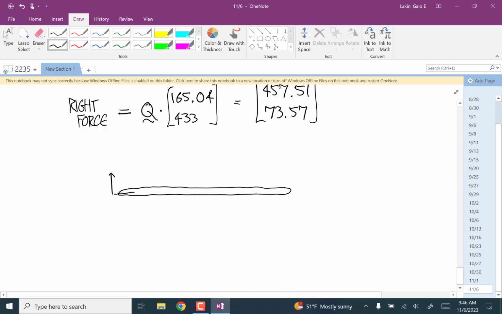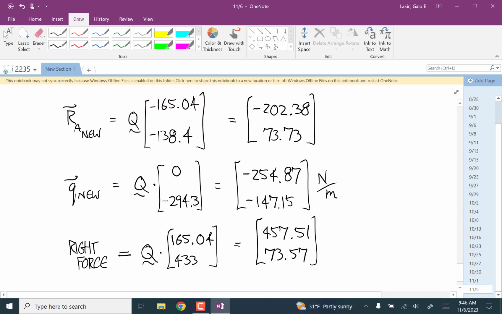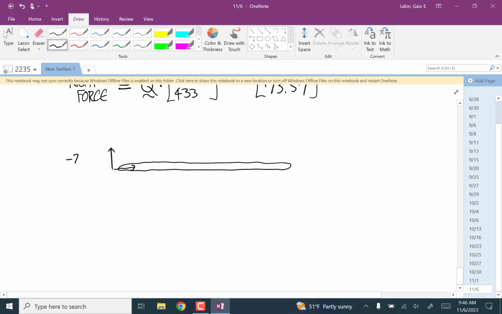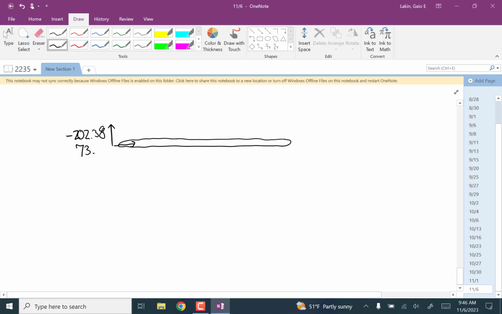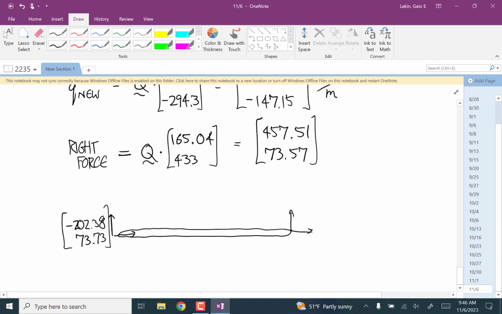We have a force vector over here of negative 202.38, 73.73. We have a force vector over here of 457.51, 73.57. And we have two distributed loads here. And again, this is sort of my notation.